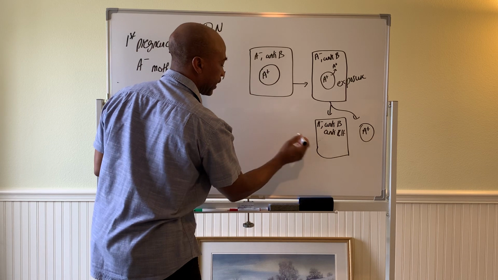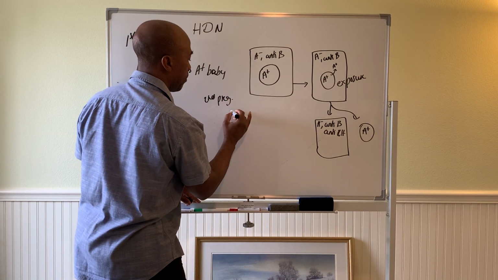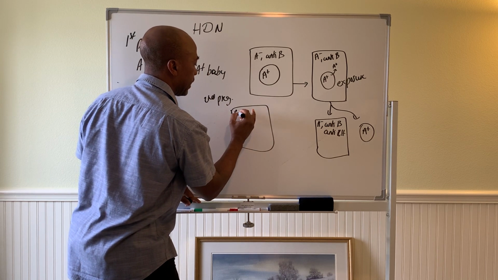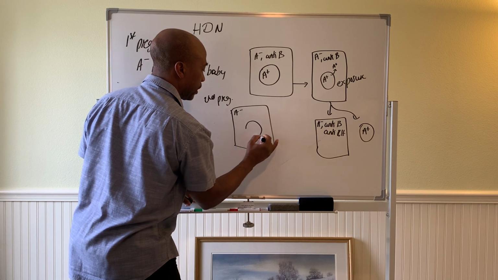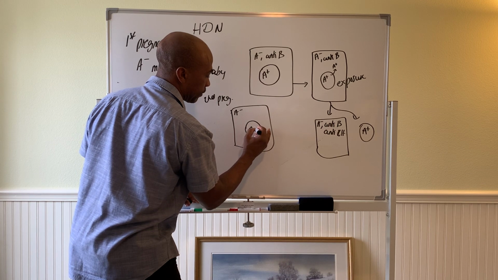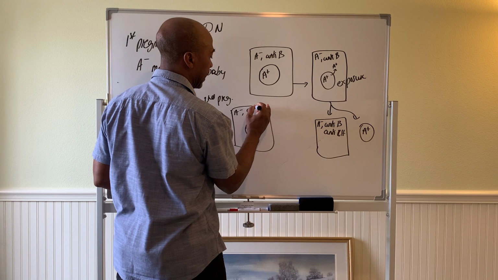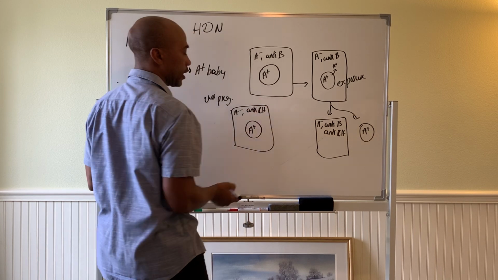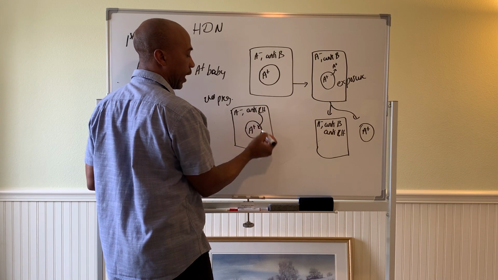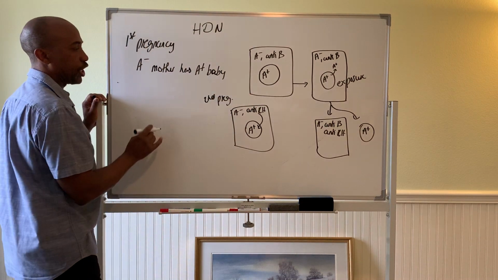Now on the second pregnancy, the mother again is A negative, and the baby again can possibly be O positive, or let's make it again A positive. But now the mother has in her blood anti-B and anti-Rh antibodies. And then that antibody will cross over the placenta to enter the baby's circulation to attack the baby's blood. All right? And that's a complication.